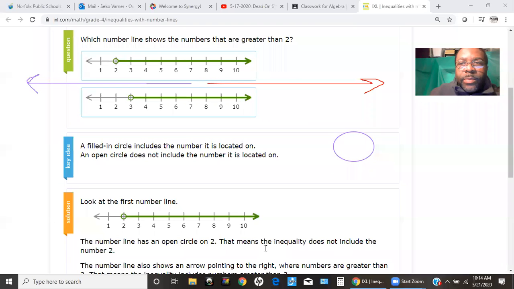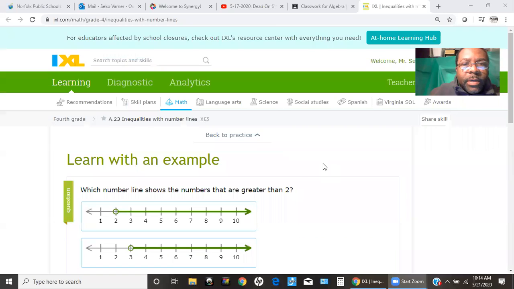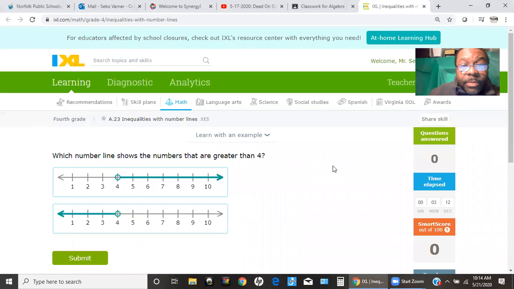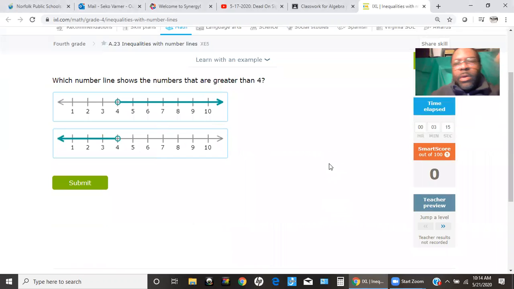All right. So let's clear the screen. And now let's go take care of some of these problems. You're going to get points for these. So remember the way we just looked at it. Even in a situation where both of them are right, you're going to look for the better answer. Okay. So which number line shows the numbers that are greater than 4?